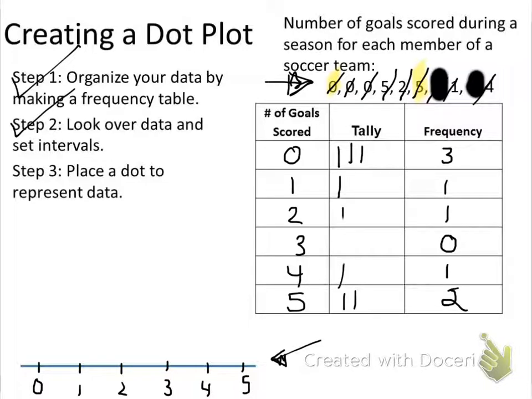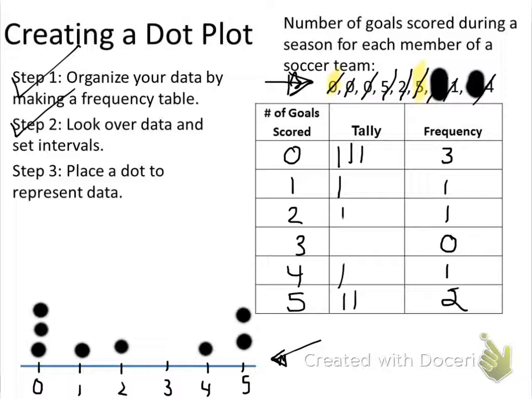Then step 3, place a dot to represent the data. So we're actually going to put a dot above each number to represent how many players scored that many goals. So we have 3 players who scored 0. So that means that we're going to put 3 dots, 1, 2, 3, above our 0. Then we have 1 player who scored 1, so we put 1 dot there. We have 1 player who scored 2, so 1 dot there. None who scored 3, so we don't put anything over the 3. 1 who scored 4, and 2 who scored 5.